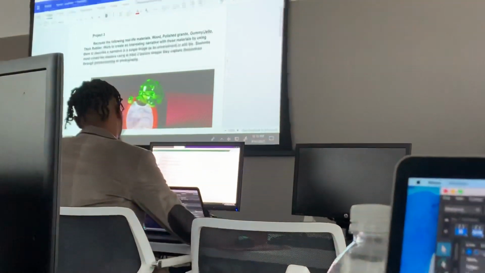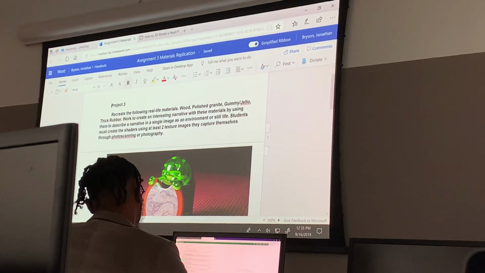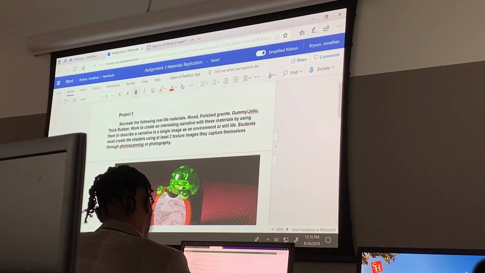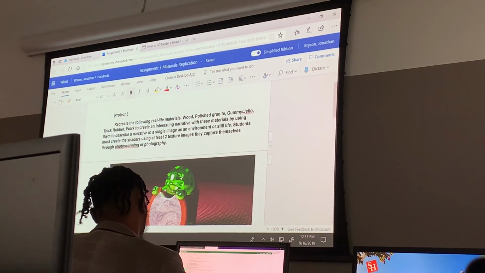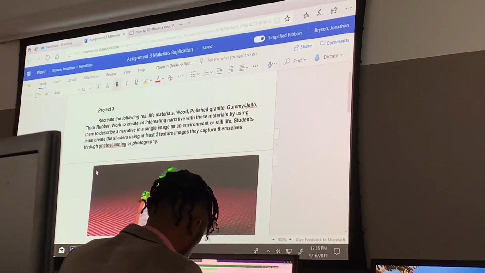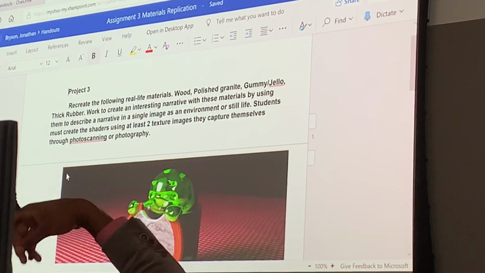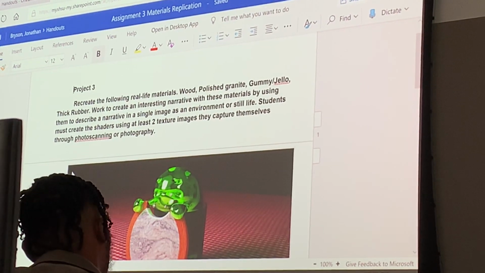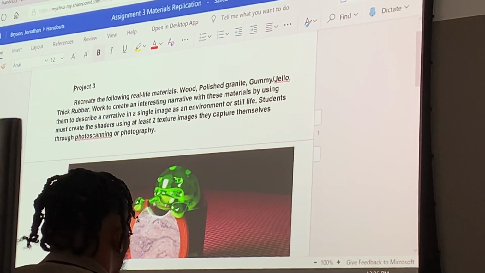Going forward, you guys are actually going to be recreating real world materials. So it means you're trying to make something that looks like it could be photorealistic. When I look at some sort of object in your next project, I should be able to pick out something that's made out of wood, something that's made out of polished granite, something that is either gummy, like a gummy bear, or jello, okay? And then also an object that is made out of thick rubber.